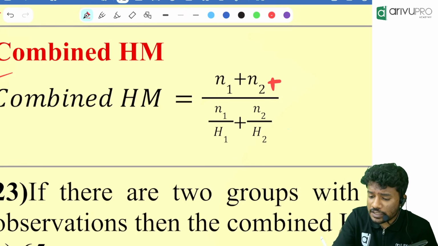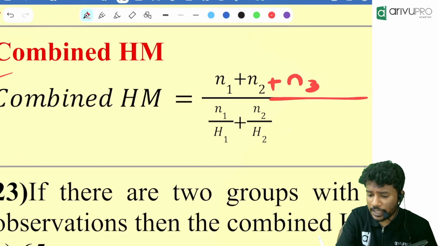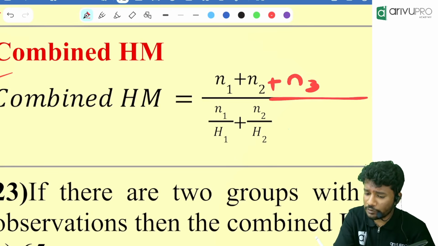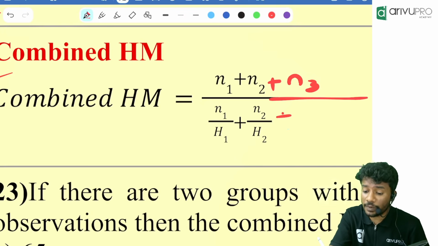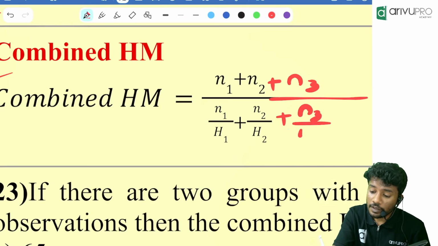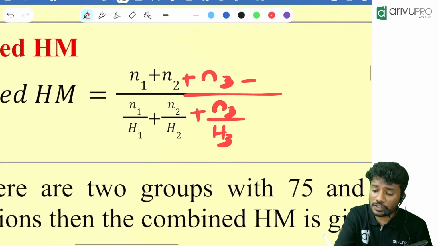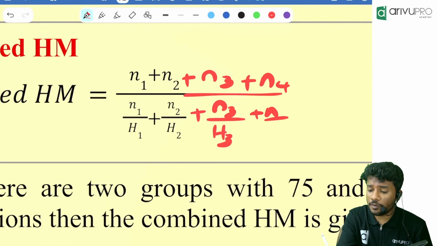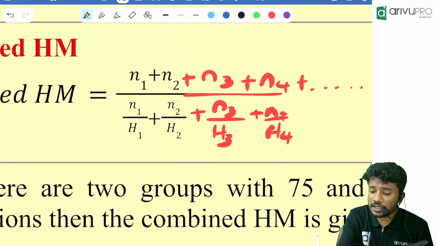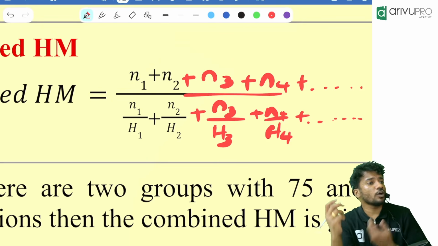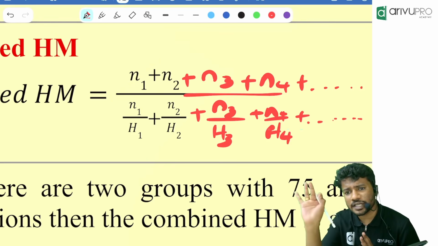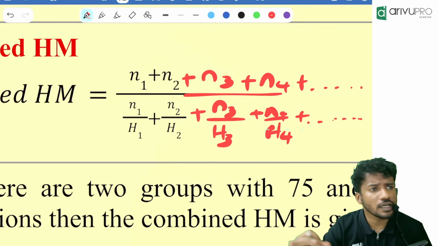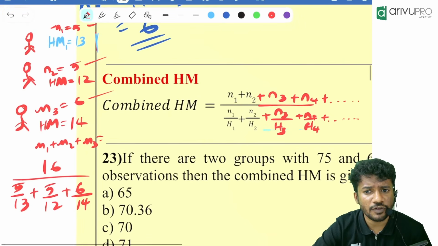For example, if set 3 is there, it will become N1 plus N2 plus N3 divided by N1 by H1 plus N2 by H2 plus, you tell me, N3 by H3. What if one more is there? N4 by H4 should also be part of it. So I can say plus etc., plus etc. Whatever we require, we will take. Rest of it, you put one plus and put etc. Understood this? Got it, everyone?